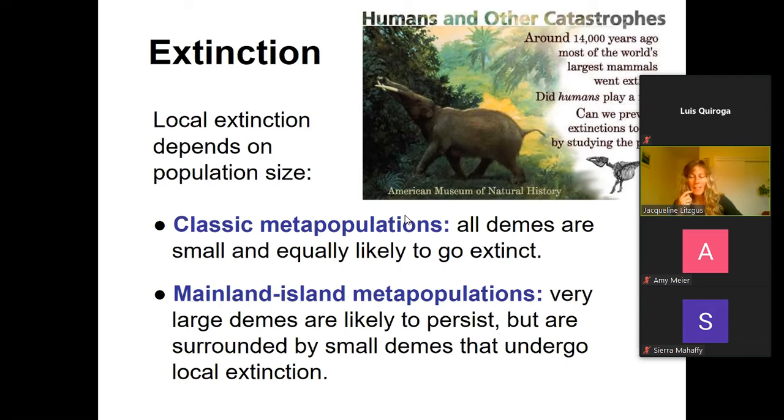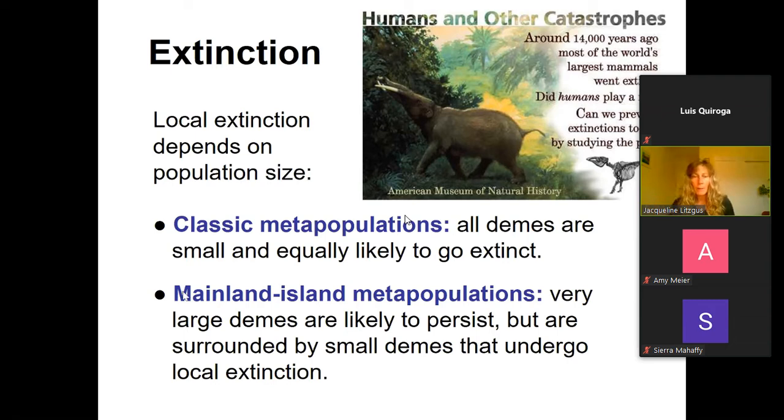Metapopulations have been considered to fall into a continuum. At one end there are these classic metapopulations, and at the other end, this mainland island idea. A classic metapopulation is the idea that all demes are small and all are equally likely to go extinct. On the other end, we have this mainland island idea where some demes are very large and likely to persist, and some demes are small. The larger demes are surrounded by smaller demes that undergo local extinction, but there's always a larger deme in the middle to rescue everything.